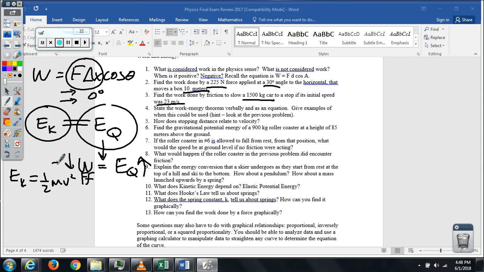So this is an example of the work energy theorem. The work that's being done by forces changes the energy in the system.